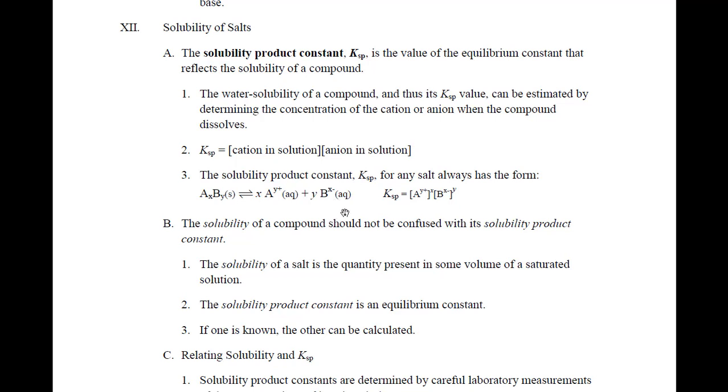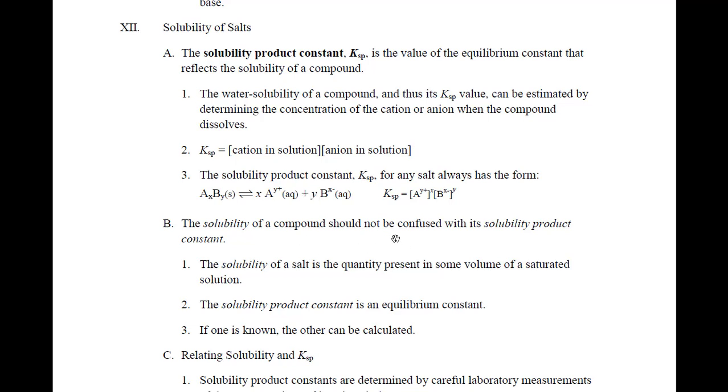When we write a K expression for this, the only parts that go into the expression are the aqueous species and not the solid. So the KSP is equal to the concentration of the cation A times the concentration of the anion B, raised to their molar coefficients from the dissociation.